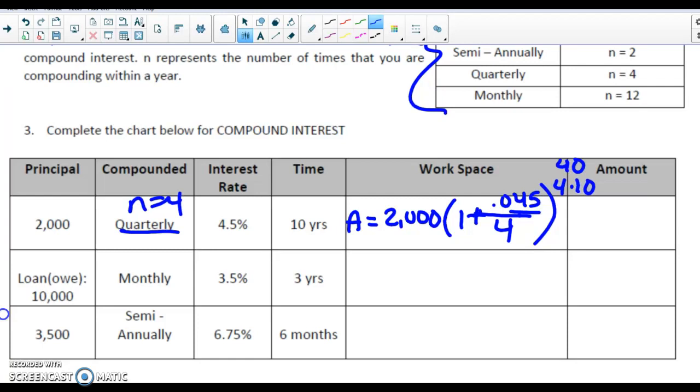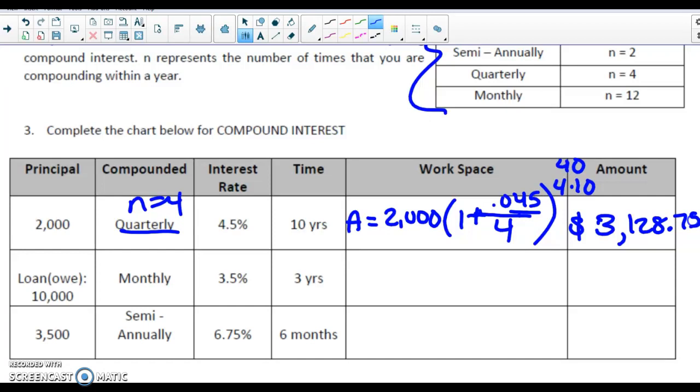So you're going to type that in exactly how you see it in your calculator. And it should just spit out an answer. And it's 3,128.75. Make sure you round to 2 decimal places.